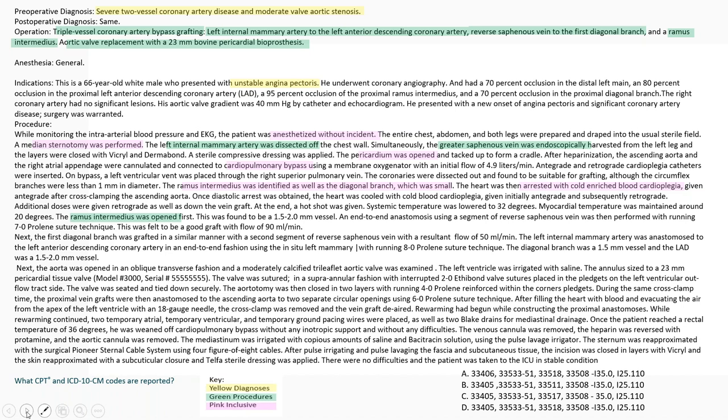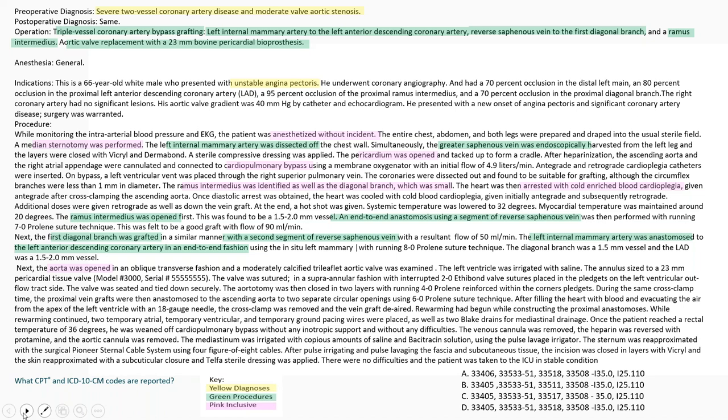The ramus intermedius was opened first. An end-to-end anastomosis using a segment of reverse saphenous vein was done. The first diagonal branch was grafted with the second segment of the reverse saphenous vein. The left internal mammary artery was anastomosed to the left anterior descending coronary artery in an end-to-end fashion.